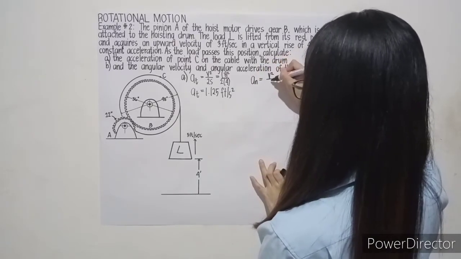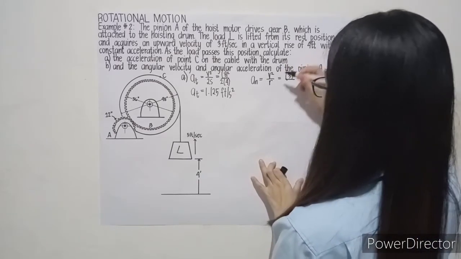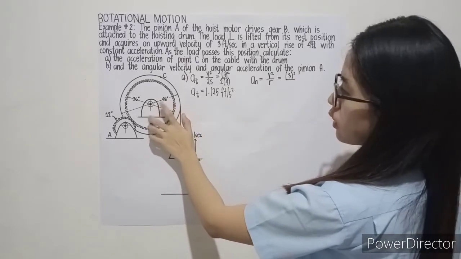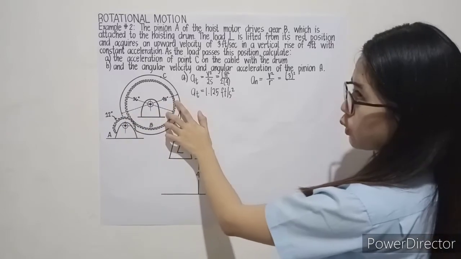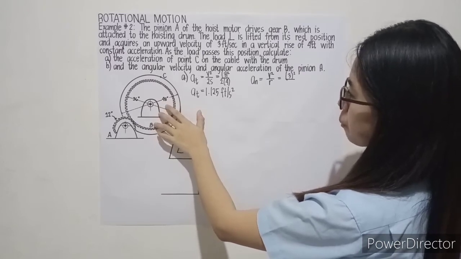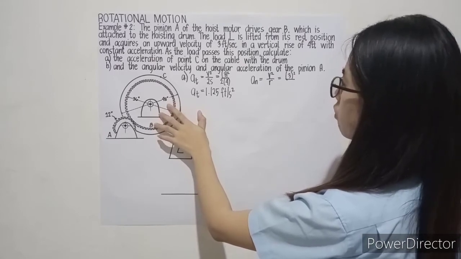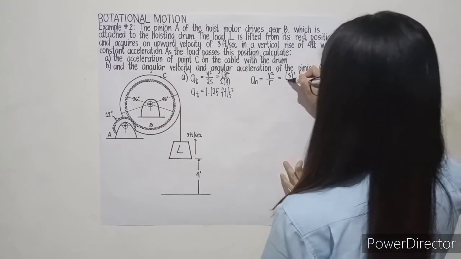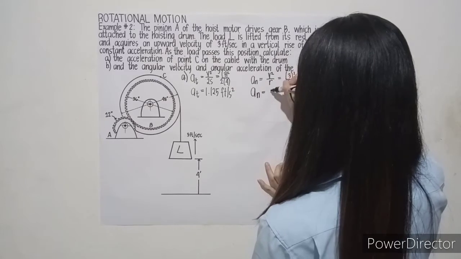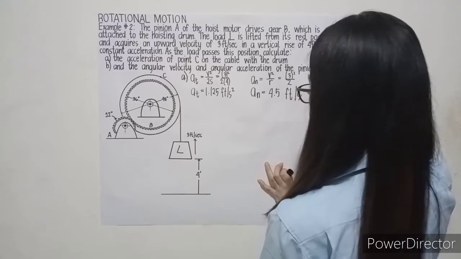v squared over r, and our velocity is 3 squared. Our radius is from 48 inch. This 48 inch is the diameter, so we need the radius, so it will become 24 inches, and to convert it to feet, it will become 2. So our normal acceleration is equal to 4.5 feet per second squared.